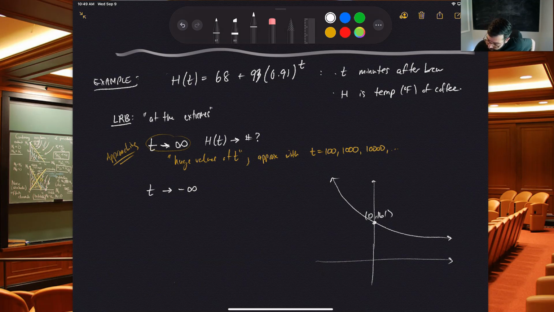And what happens is that since it has a vertical shift, you might notice, of plus 68, that it's going to settle on this number over time. So this is what we call the long run behavior. As t increases to infinity, h of t is approaching 68.